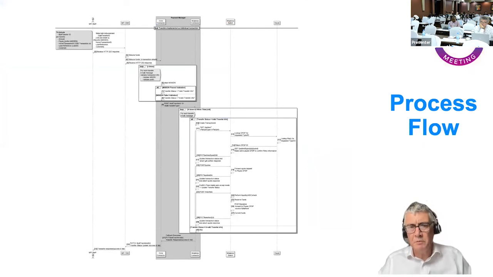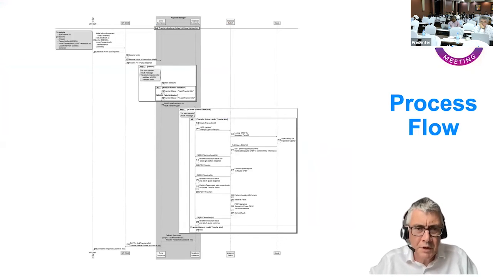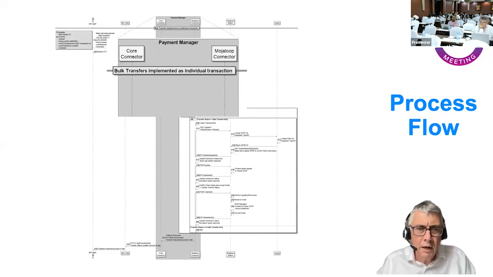This is the process flow that we've worked through, and I'm going to zoom in because it's totally unreadable to both you and to me. The important point down here is this grey blob down the middle, which is Payment Manager. And just to break that out a little, you can see it's broken out, as we've mentioned, into the two halves, Core Connector and Mojaloop Connector.